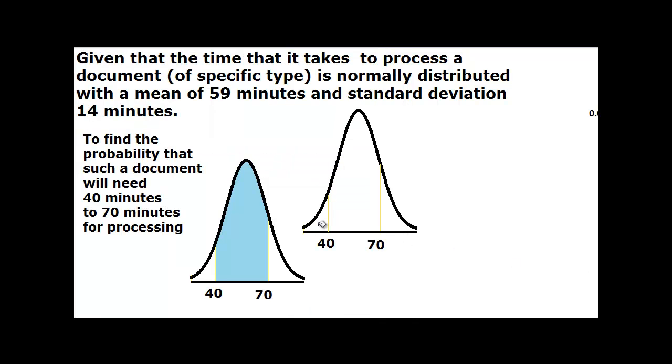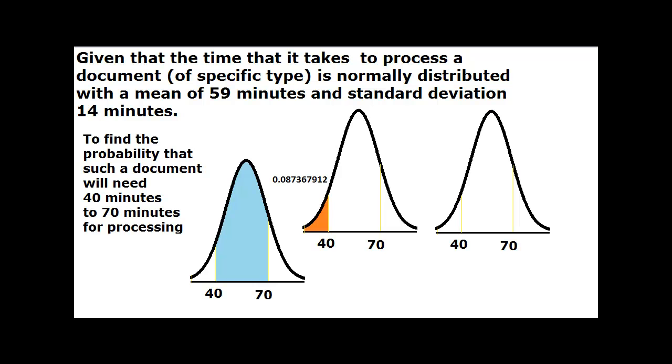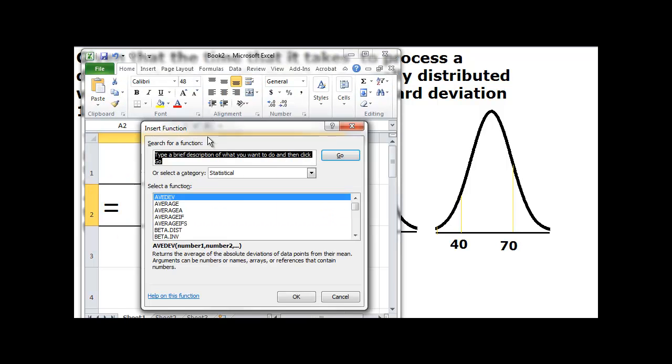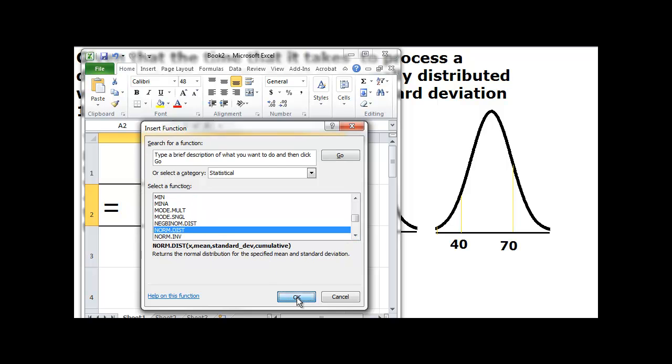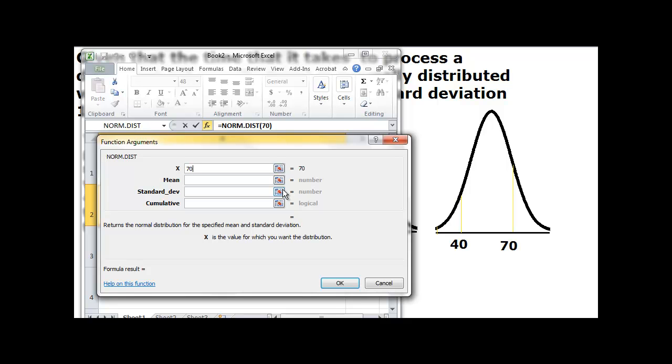So we have the area to the left here equal to 0.874 approximately, as I said a moment ago. Now we shall obtain the area on the left of 70 by the same method. That is, we go here and choose normal again, or norm distribution. Okay, here we are. And we will go to 70, 59, 14, and we are obtaining the cumulative area, so we'll say true.